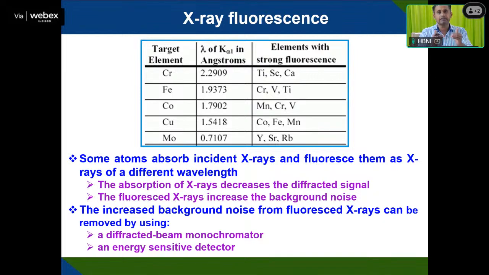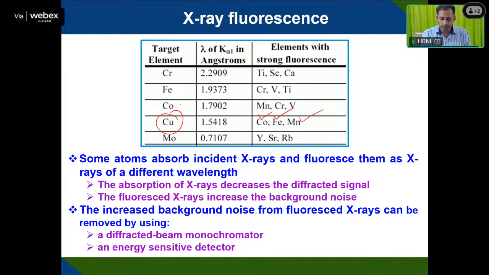In addition to the characteristic X-ray generation and background radiation, we also get some fluorescence. For example, if you take a copper source, cobalt, iron, or manganese can give some fluorescence. That means some atoms absorb X-rays and fluoresce them as X-rays at a different wavelength. They absorb the incident wavelength and radiate at a different wavelength.